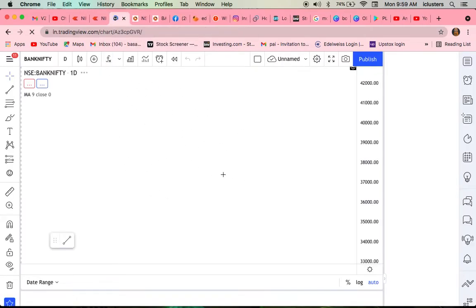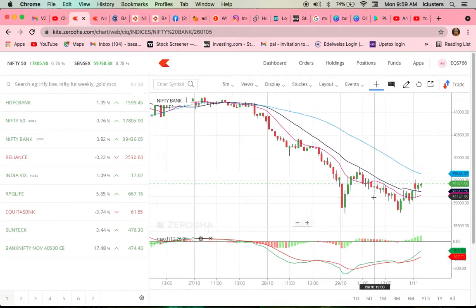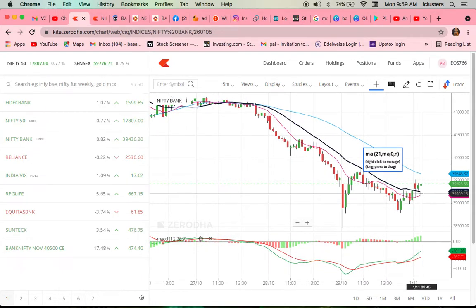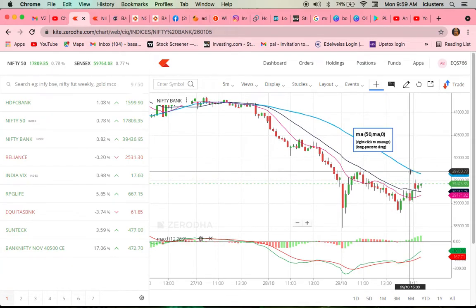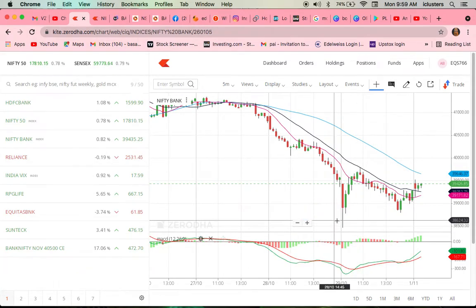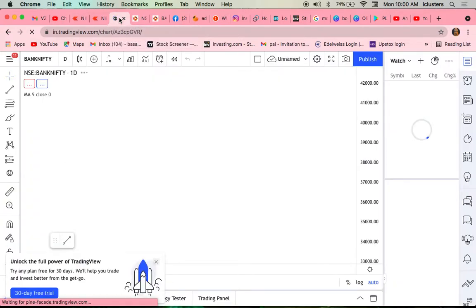Open fast, man. What is wrong with TradingView? Okay, okay. Bank Nifty. Okay, okay friends, once the chart opens I will explain that.